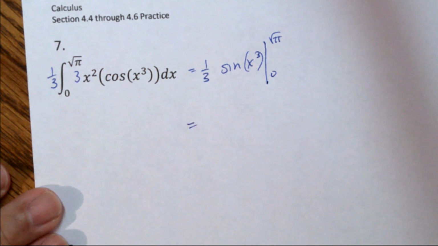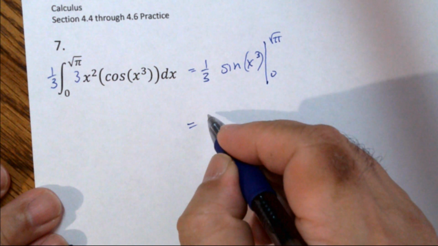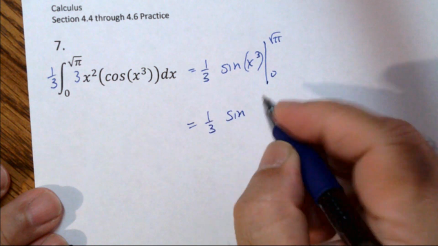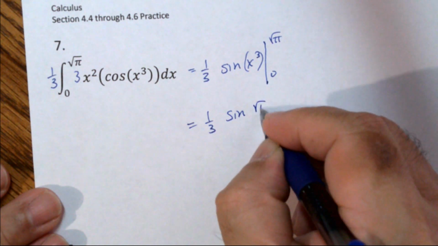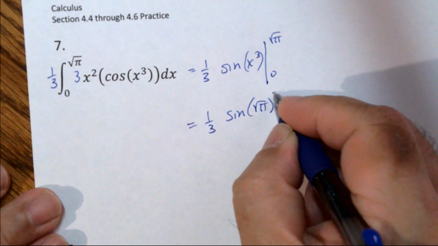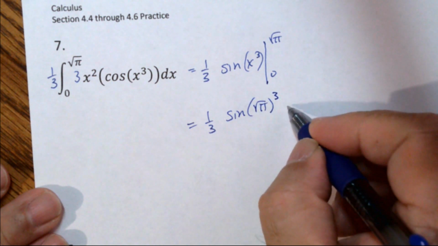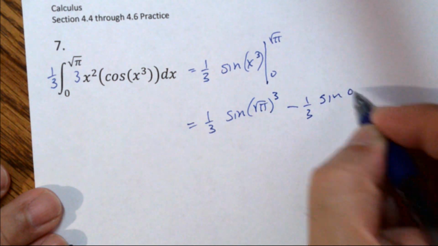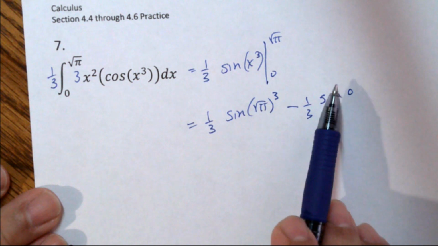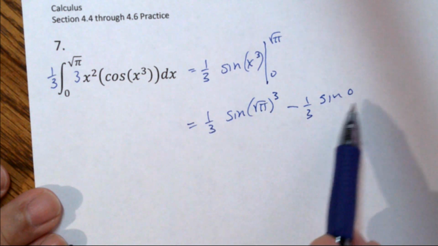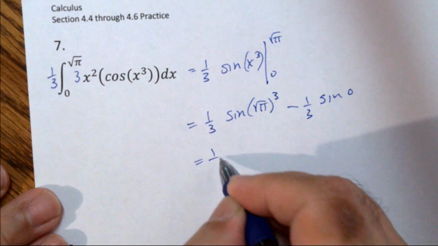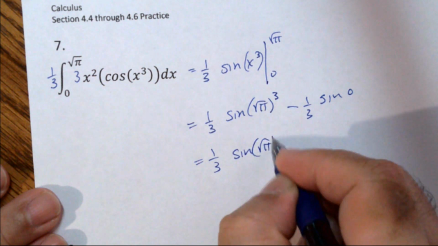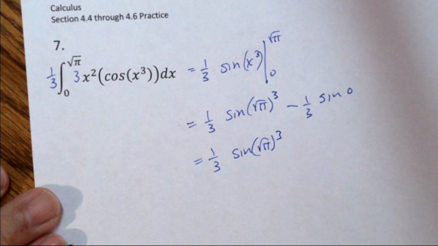All right. And this one, we're just going to plug it in and just let it go. So 1/3 sine of square root of pi cubed, minus 1/3 sine of 0. 0 to the third is 0, so it's just 0. And sine of 0 is 0, so the final answer is just going to be 1/3 sine of square root of pi to the third. And that's perfectly fine.